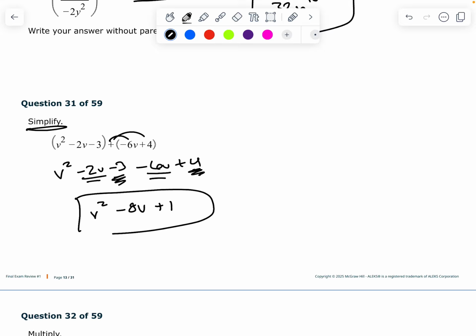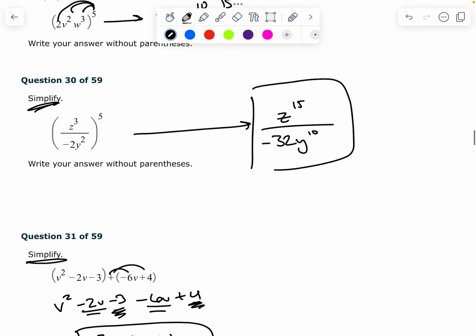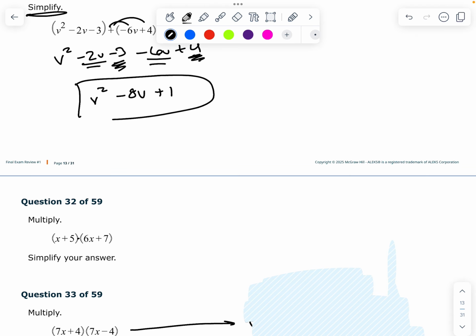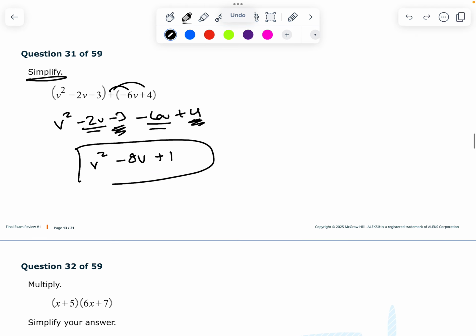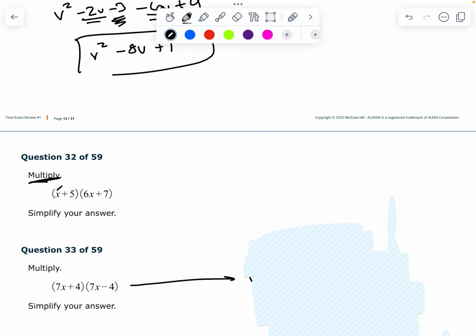Remember, we said this at the beginning: if it says simplify, you're still going to have x's, y's, v's, w's, all that stuff in your answer. Multiply. If it's multiplying, notice the one up here, we just combined like terms because it had a plus. This one says multiply. That means we need to FOIL or distribute. So I'm going to make every combination I can here.